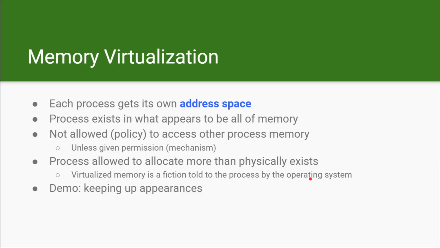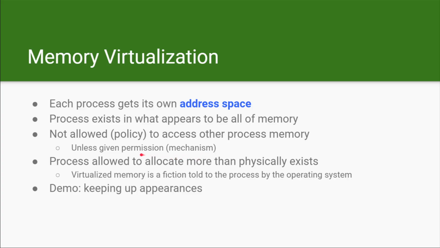Now, process memory is also virtualized. Every process gets what it considers its own address space. And in modern operating systems, that address space looks like it owns the entire memory. Now, the policy is not to allow access to other process memory. You should be able to provide a mechanism. You should be able to give permissions to that process, be able to program that. And we'll actually talk about shared memory systems when we get to that section.